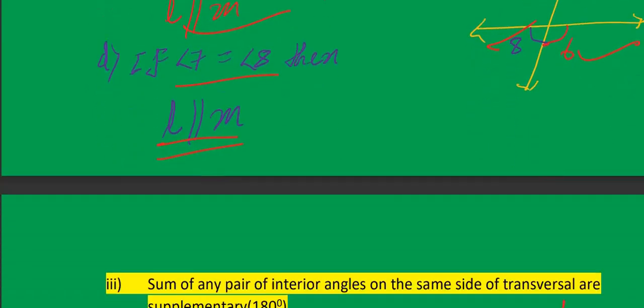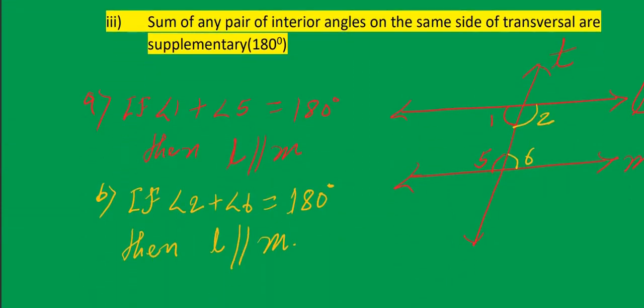So this one will be the second property. Our third property is sum of pair of interior angles on the same side of the transversal. So we are having transversal T, so these are left side and these are right side. If you add the angles of the same side, that is angle 1 plus 5, then it will be 180 degrees.